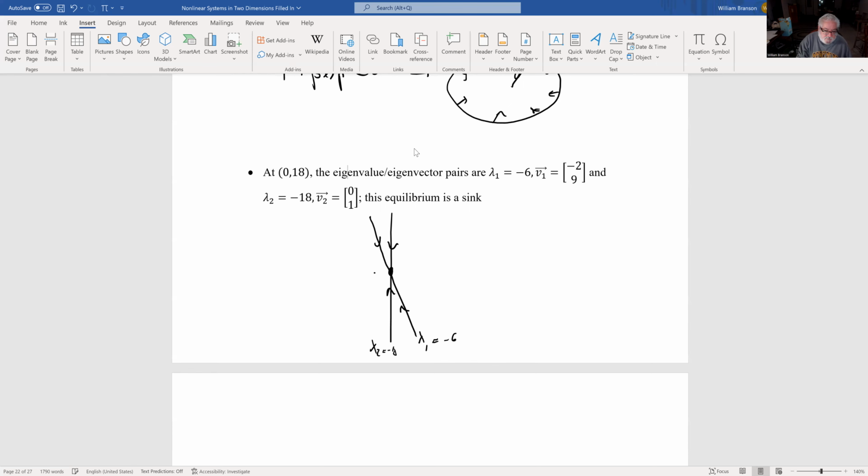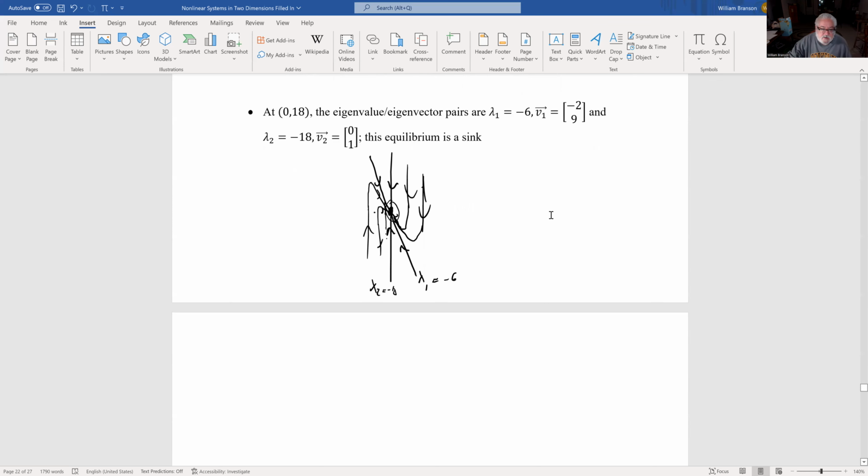This is a very strong flow in this direction because it's got a very high eigenvalue. And then it gets very close to this before it converges and goes in. And so circles aren't super good here because no matter how small I make a circle, there's still going to be somebody coming in and just going out a little bit there. So instead of circles centered at 0, 18, let's do ellipses.